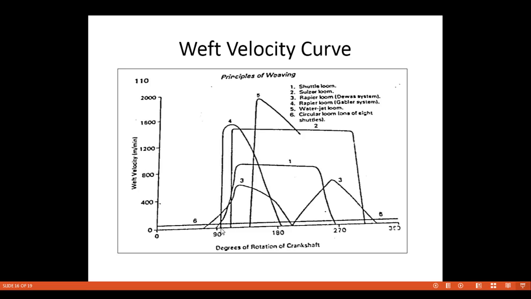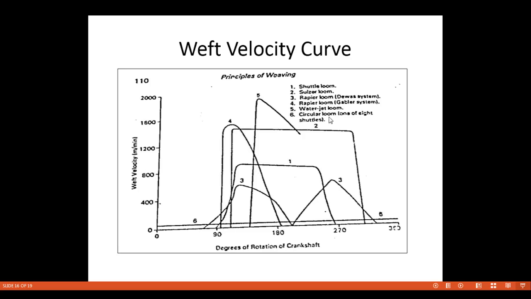At 100 degree, the left hand rapier brings the weft to the center of the machine. So velocity increases suddenly up to the fourth point. And here the right hand rapier grips the weft and straightens it. As it starts straightening, the velocity of the weft drops. So this is not a velocity curve like the Dewas system. This is the Gabler system.